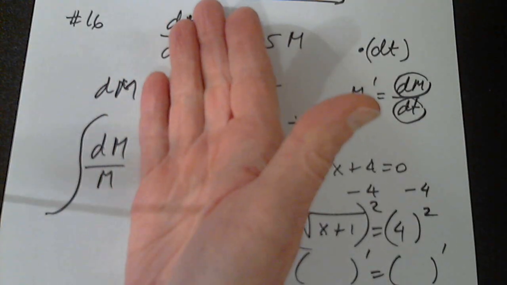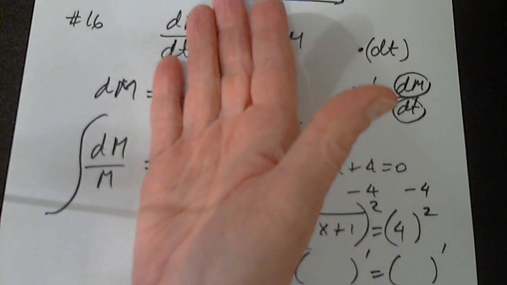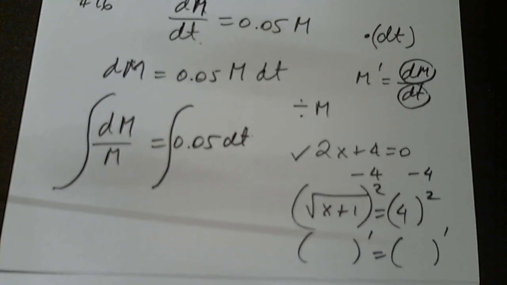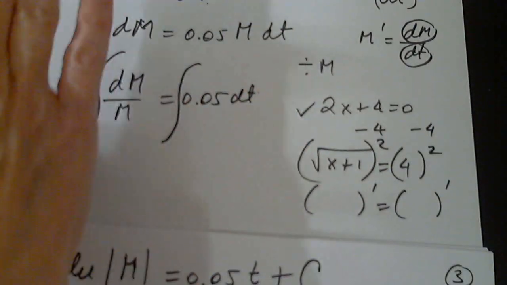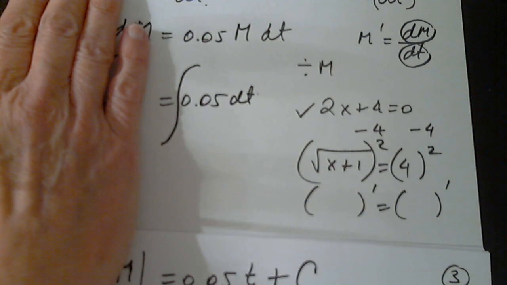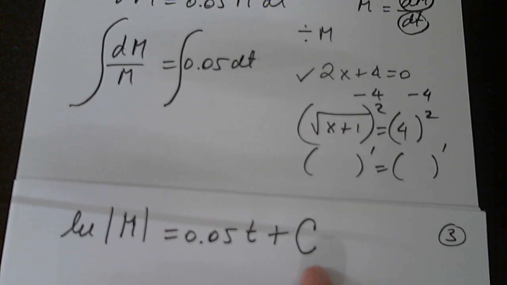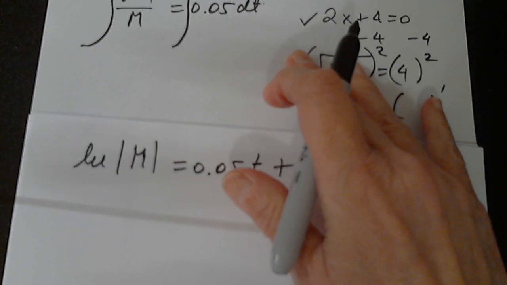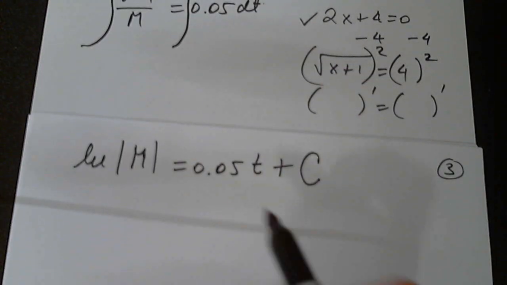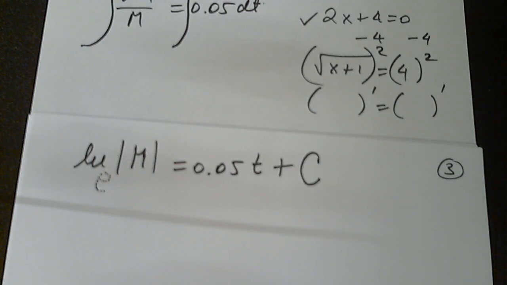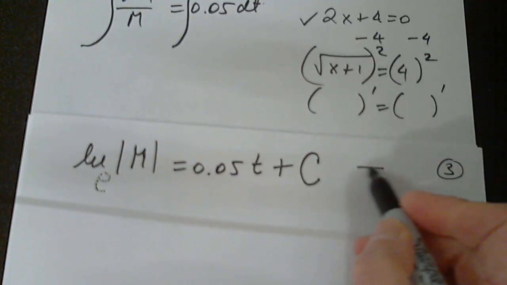Now, when I look at the left-hand side, after I put the integration symbol, I realize that when I integrate the m over m, I get natural log of the absolute value of m. Not connected to the left-hand side, when I integrate the right-hand side, I see that I have 0.05 t plus a constant c. I have to solve for m. And I have to remember from chapter 2 how to solve this equation for m. Remember, the base here is not written, but we know it's e. So how do I change this into an exponential notation?